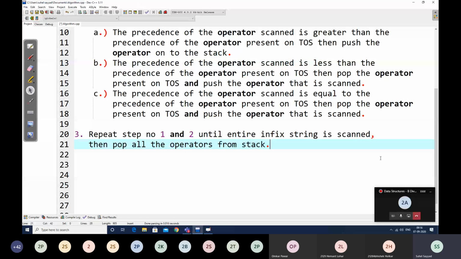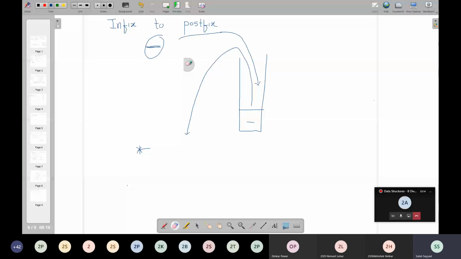So this third step we have already discussed. Now based on their rule number 2 and 3, let us continue to the problem which we have solved earlier. I'll take the example which we had discussed in the last lecture also: A plus B minus C multiplied by D divide E. Suppose this is your expression for which you are calculating postfix.